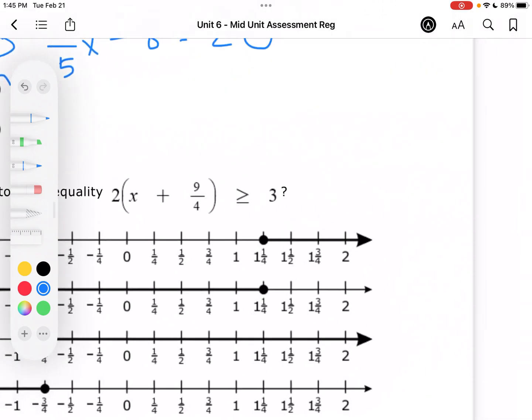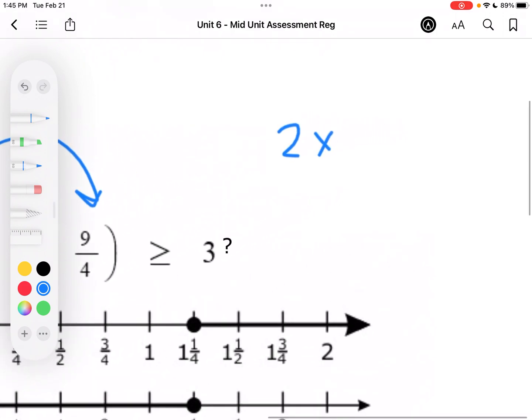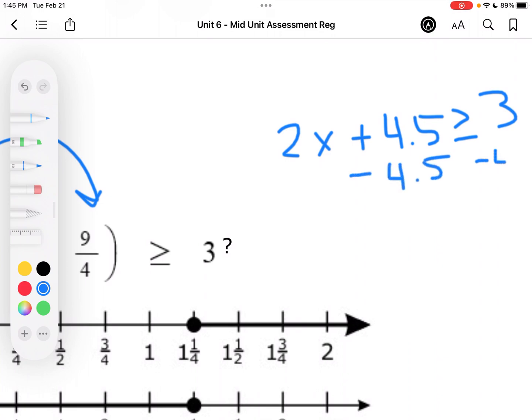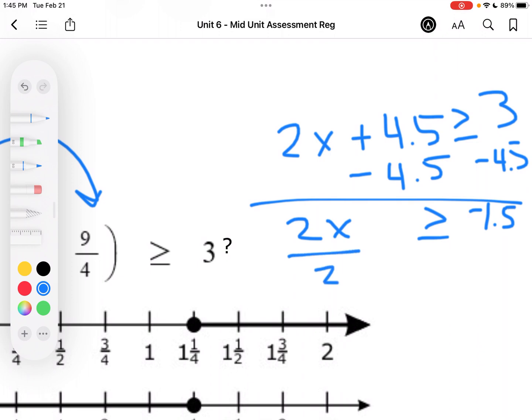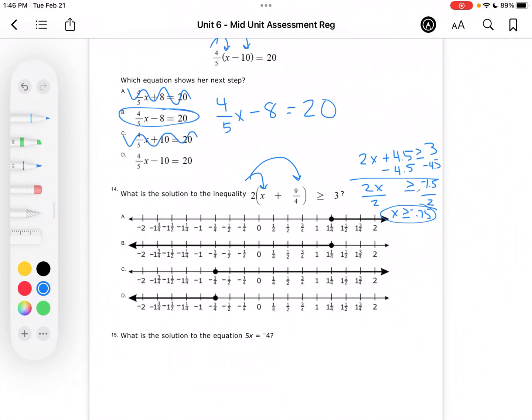All right, for this one, we're going to multiply. So we've got 2x and then 2 times 9/4. So 18/4 gives me 4.5 is greater than or equal to 3. So I'm going to subtract 4.5. And I get 2x is greater than or equal to a negative 1.5. I'm going to divide by 2. X is greater than or equal to, even though the numerator is a negative, the 2 is positive, so I'm not going to reverse my inequality. I get 0.75, which is 3/4. So I know that it's greater than, so my answer should have been C.